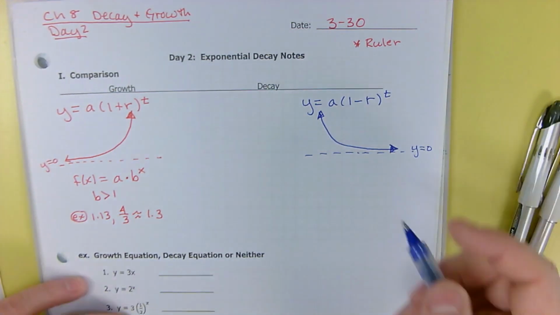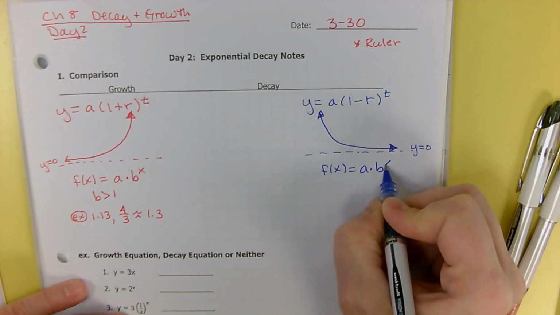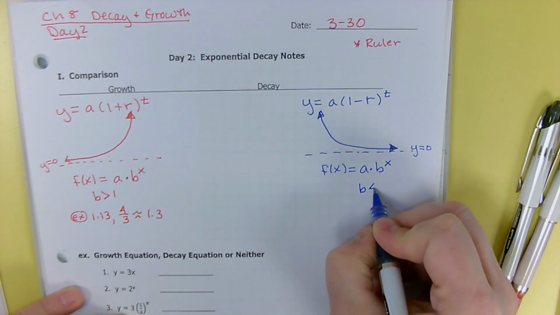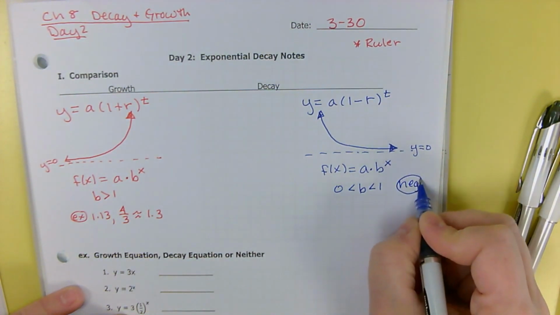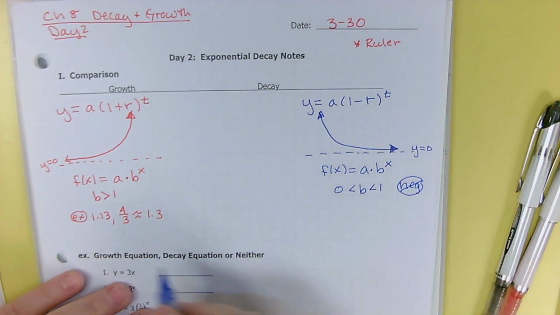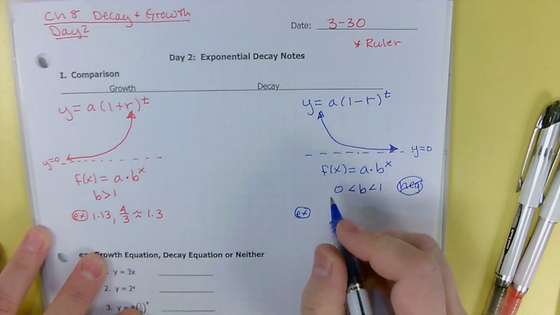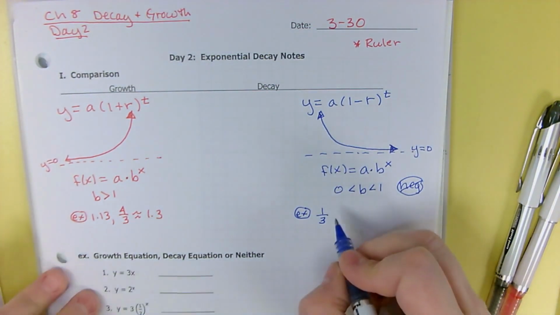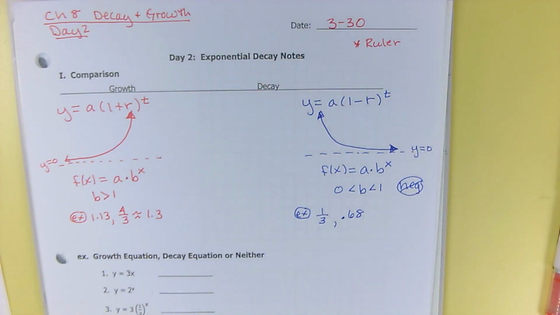Now, for the decay curve, your secondary formula is the same: f of x equals a times b to the x. The difference is that b has to be less than 1, but greater than 0. In other words, it has to be less than 1, and it can't be negative. It has to be positive. And just like growth, it can be a fraction or a decimal. So an example would be 1/3. That's a fraction that's less than 1 and positive. Or a decimal like 0.68. That's less than 1, but it's still positive, and that would be decay.